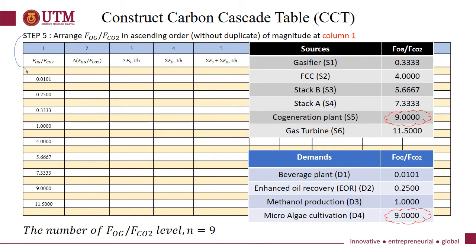Now we will construct the carbon cascade table. Firstly, we arrange all the FOG over FCO2 values that we obtained previously, without repeats, in column 1 of the carbon cascade table as shown in the slide. Note that the total number of FOG over FCO2 values in column 1 should be the same as the number of FOG over FCO2 levels N that we calculated previously.